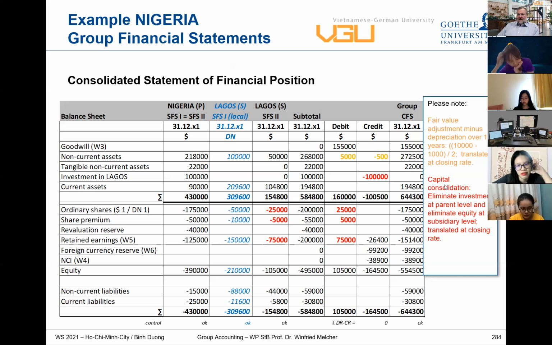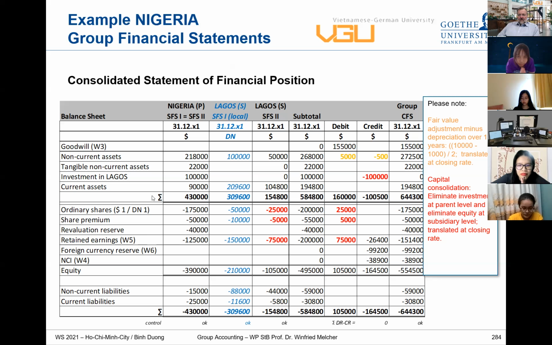Well, capital consolidation, we will eliminate the investment at parent level and eliminate equity at the subsidiary level. So that's nothing different from what we had before. So here is the investment of 100,000 in Lagos. So that's what the parent paid to acquire Lagos. And that investment will not be shown in the consolidated financial statements because we have put all the assets and all the liabilities of that investment into the group accounts.